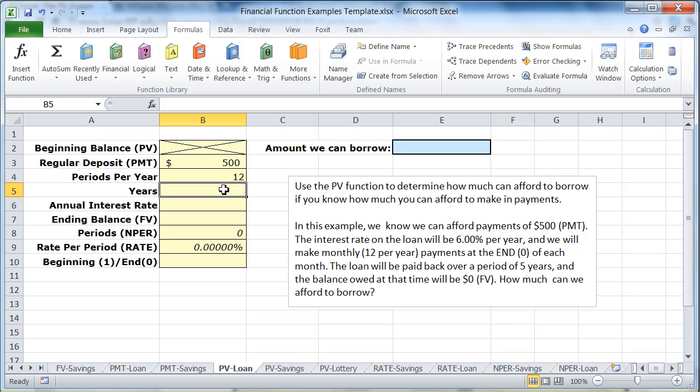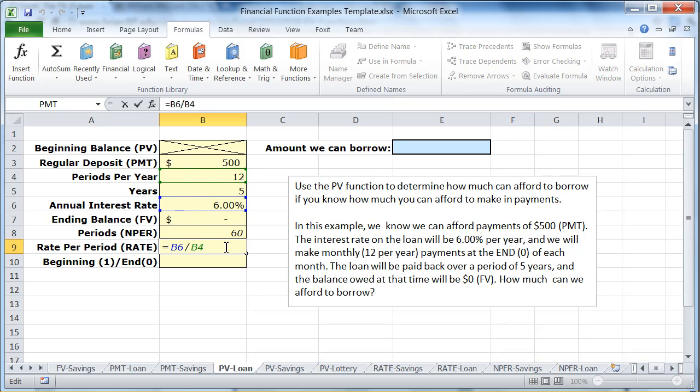The number of years is 5 years. The annual interest rate is 6%. We're going to pay the loan off, so the ending balance or the future value will be zero. And right now, this is calculated for me. It's going to be 12 times 5 years times periods per year. It gives me 60.